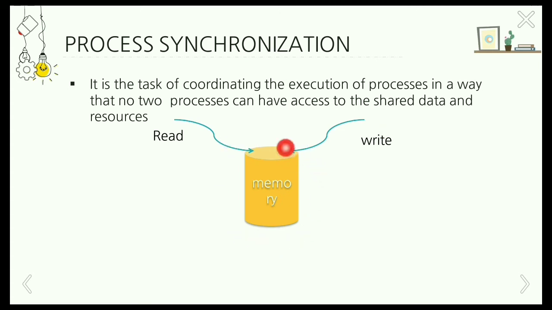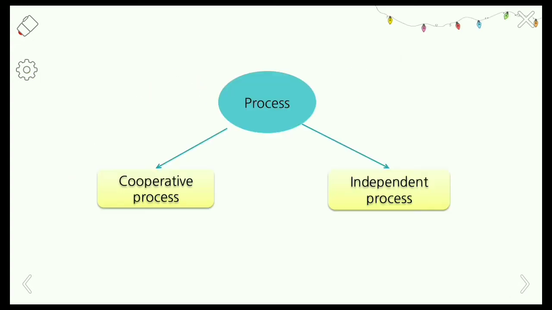In process synchronization we follow different techniques to access the memory. Processes are of two types, cooperative process and independent process. We need process synchronization only in the cooperative process, because there each process is dependent on each other, whereas in the independent process there is no dependency. Each process executes independently of the others.